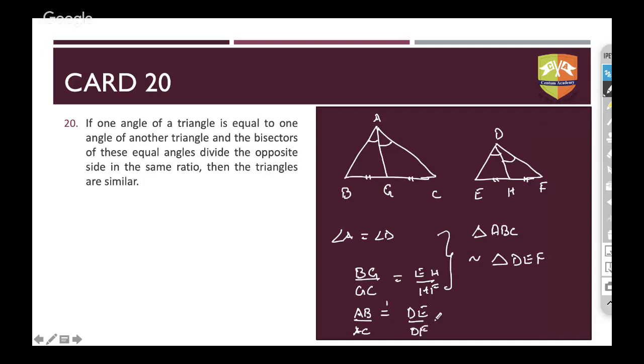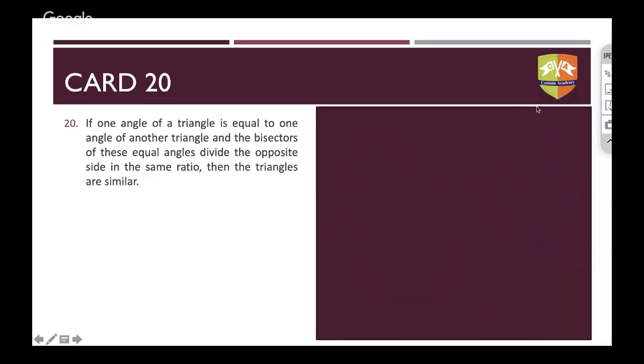Now AB by AC is equal to DE by DF, and angle A is equal to angle D. It's already given, one angle is given from here. Angle A is equal to angle D. So by SAS criterion, those two triangles are similar. Okay, so this is also done, I think. Next.